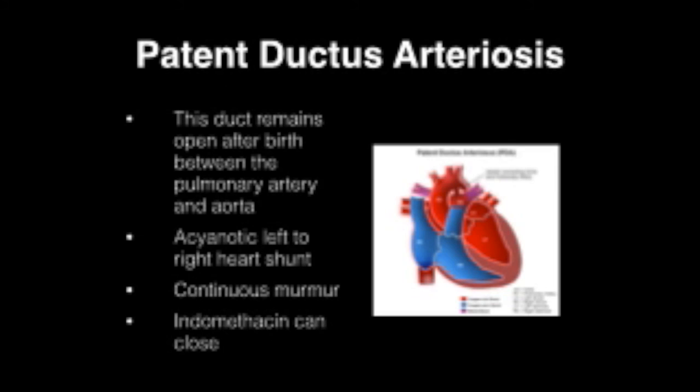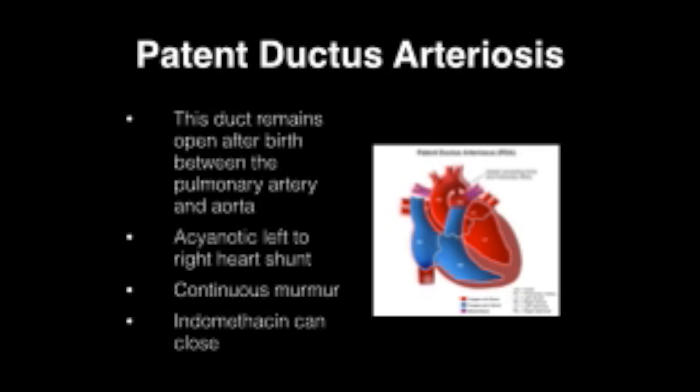Because remember, in utero, the right side heart pressures are higher than the left side heart pressures. It's inverse to what we have after birth. We're not going to dive into that because it's outside the scope of our conversation today, but it's known as an acyanotic left-to-right heart shunt, and it's left to right because once a child's born, there are higher pressures on the left-hand side, and blood is shunted to the right-hand side.